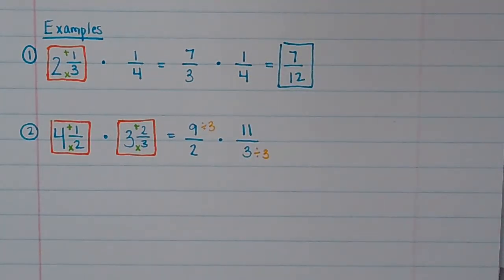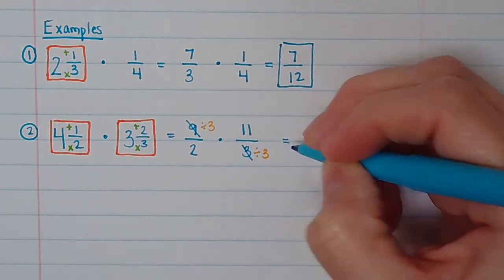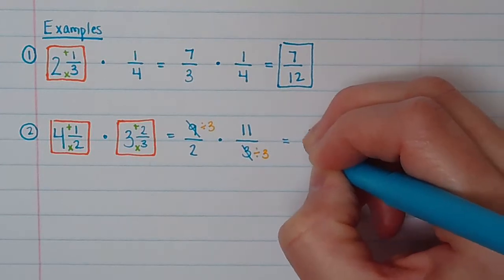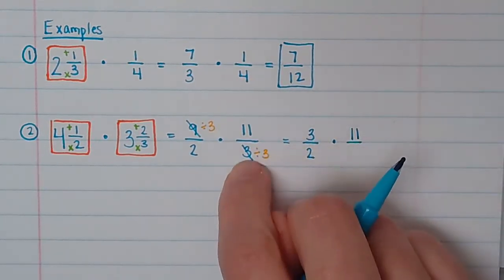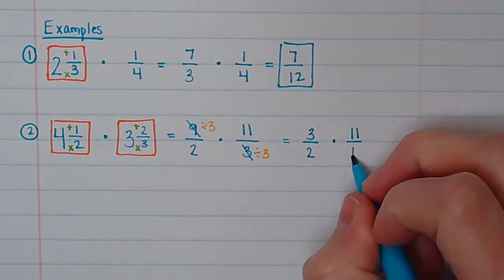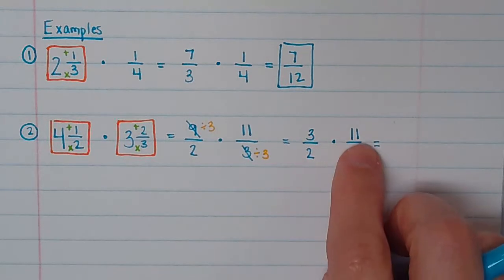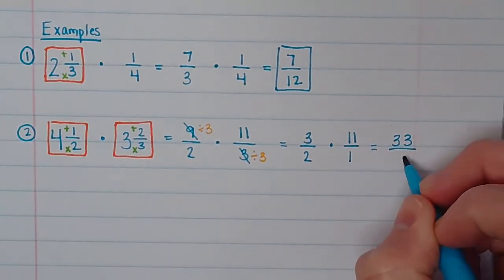Okay, so I'm going to actually cancel these out, rewrite it again. So 9 divided by 3 is 3. 2 stays the same. 11 did not change. 3 divided by 3 is going to change to a 1. And now I can multiply straight across. 3 times 11 is 33. 2 times 1 is 2.